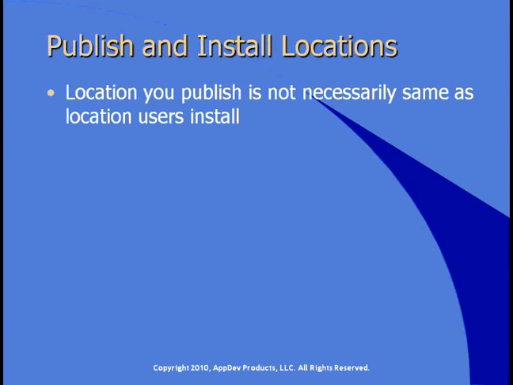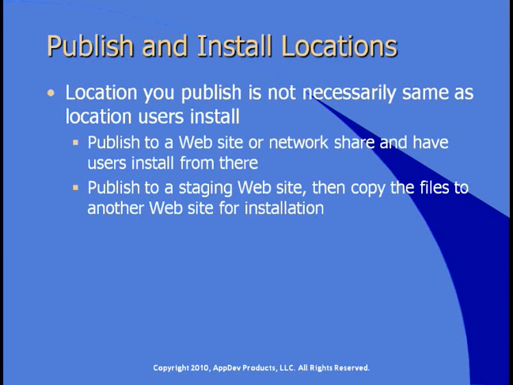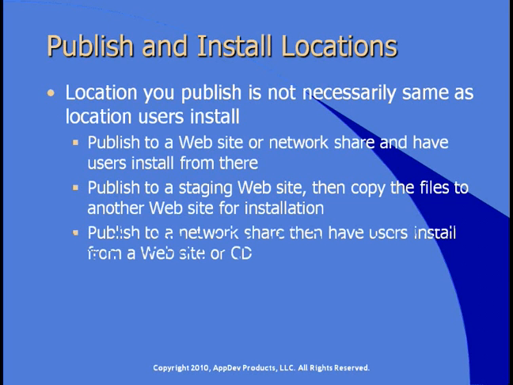The location you publish to is not necessarily the same as the location that users install from. So for example, you might publish to a website or a network share and have users install from there, but you might also publish to a staging website for testing and then copy the files to another website for installation. Or you might publish to a network share for testing and then have users install from a website or a CD. So the publish and install locations can be the same, they can be different.